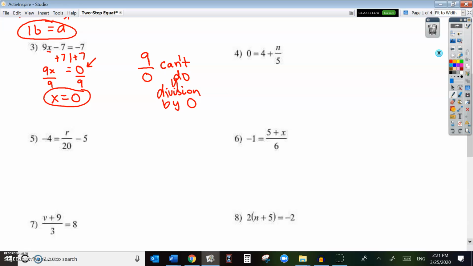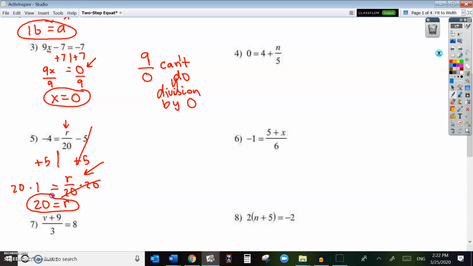Number 5, the variable r is on the right side of the equals sign. Also, subtract 5 is on the right side and divide by 20. So let's make a line here to keep things in balance. Let's add 5 to both sides. R over 20 comes straight down. Minus 5 plus 5, those cancel. Minus 4 plus 5 is 1. And then this is r divided by 20. So you need to multiply by 20 on both sides. This cancels, so r equals 20.